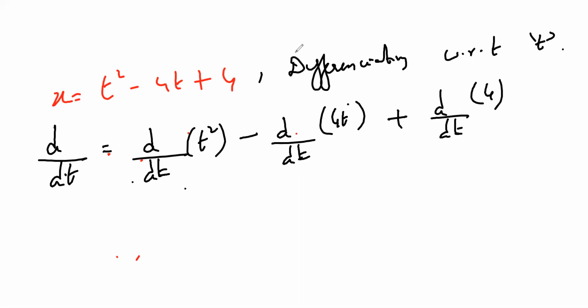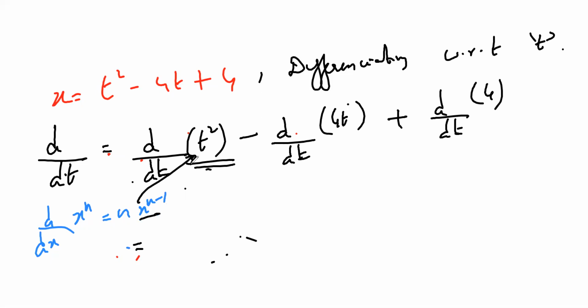Please note this formula. The formula is: d by dx of x power n is equal to n x power n minus 1. That is the only basic formula. So just by using common sense, what is d by dt of t square? Apply this formula. Instead of x, it is t. Instead of n, it is 2. So it is 2t power 2 minus 1, that is 2t power 1, that is 2t.